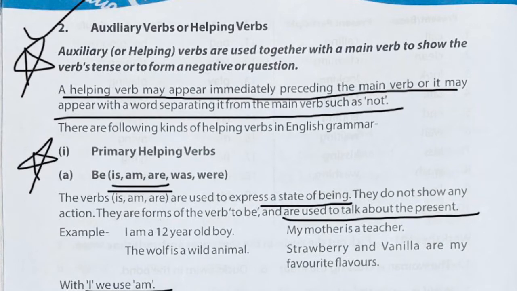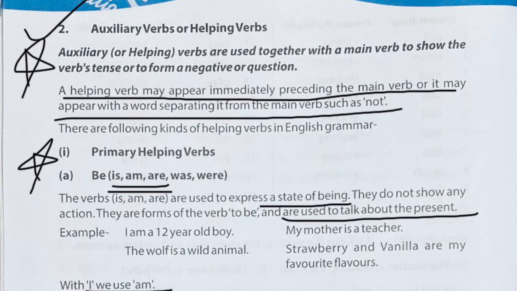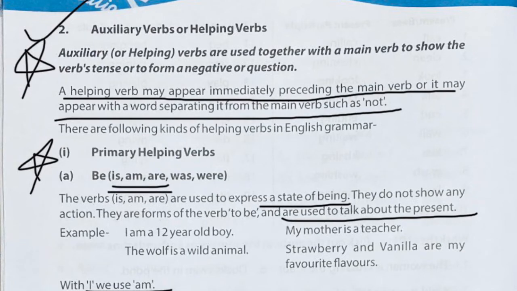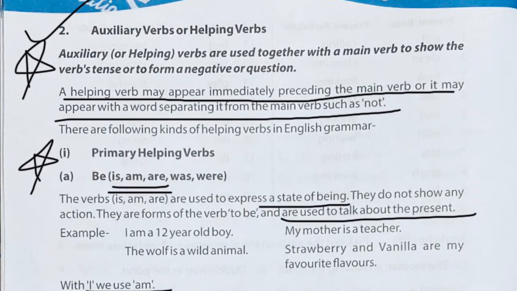Okay, so a helping verb may appear immediately preceding the main verb, or जो helping verb है, as I have told you, it comes before main verb से पहले आती है, like reading, speaking, counting, smiling, laughing, crying, playing, dancing, fighting. Okay, so these are the main verbs, and helping verb हमेशा इनसे पहले आती है, and it may appear with a word separating it from the main verb such as not. और कई बार ये separate भी हो जाते हैं helping verb and main verb, because we have to form a negative sentence like is not reading, am not reading, are not reading.